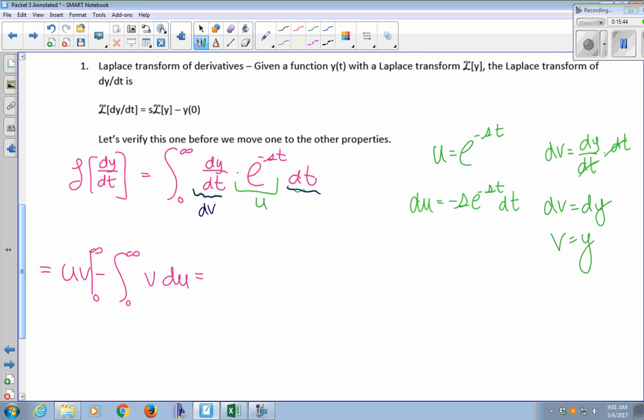So this is a lot of work proving this property. Once it's proven, you're just going to use it a lot, right? So it's good for you to follow along and see where this comes from. I'm not going to test you on proving this, just so you know. For du, I just multiplied both sides by dt. I was calculating du dt, and I did an extra step. I said, well, du dt would be negative s e to the negative st, and then I multiplied both sides by dt.